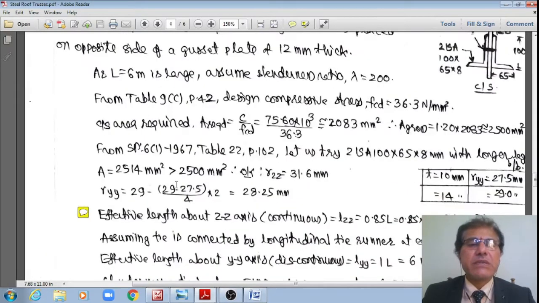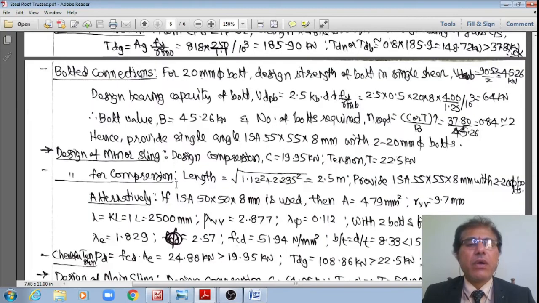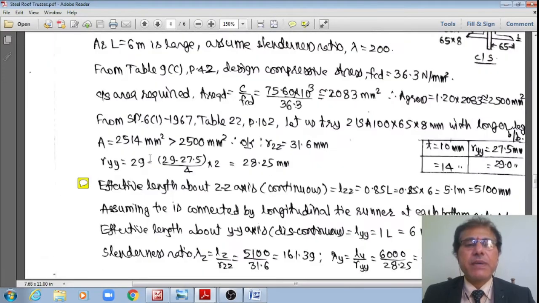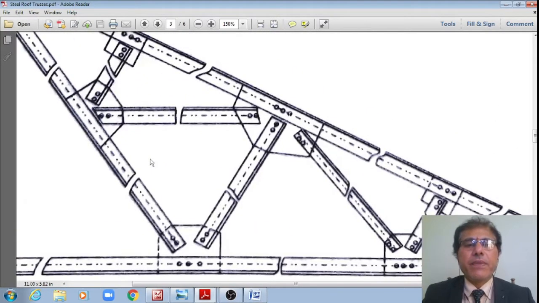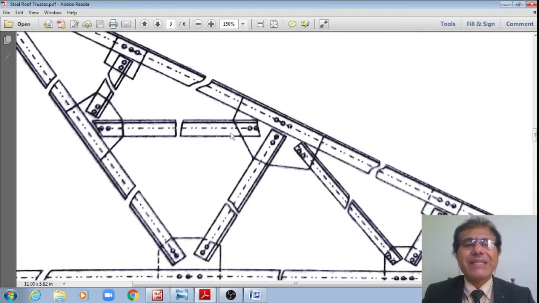Once I conclude the designs of the struts, I'll proceed with the design of minor sling. Now, let me show what is a minor sling, student, and then I'll come to the design aspect. Here these components are what are referred to as the minor slings. This is what is referred to as the major sling.